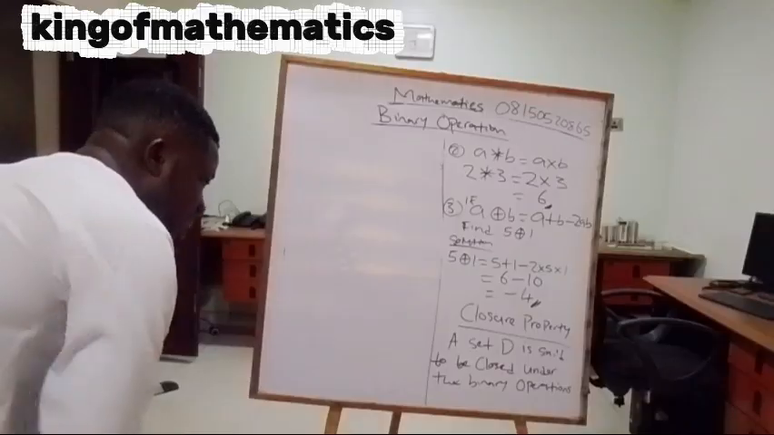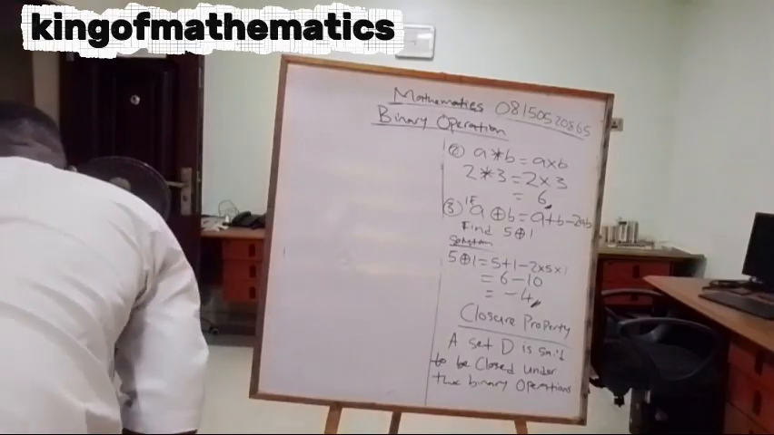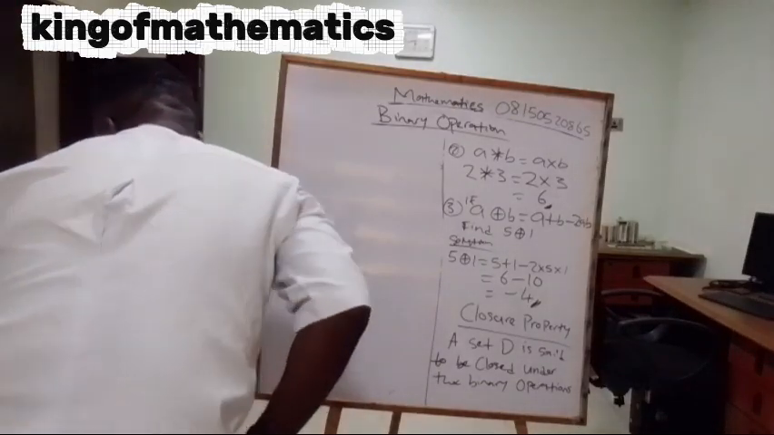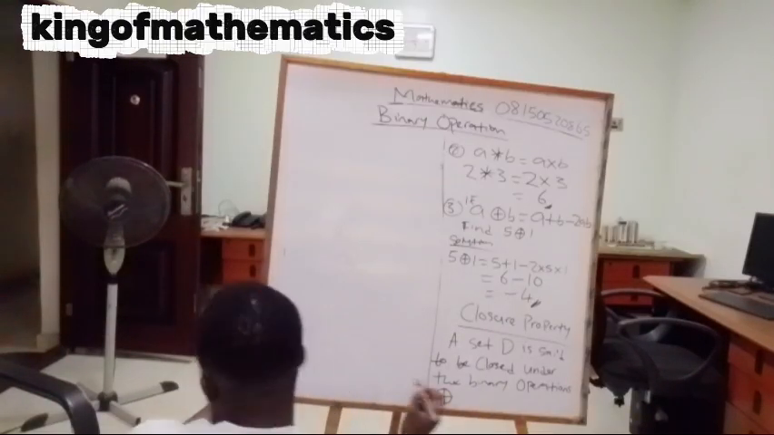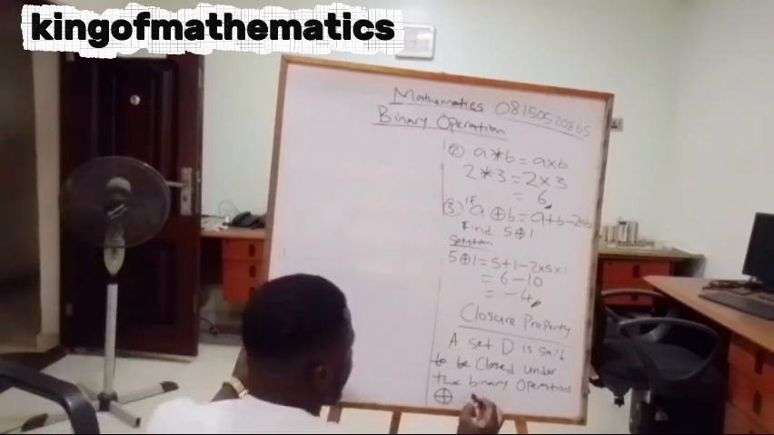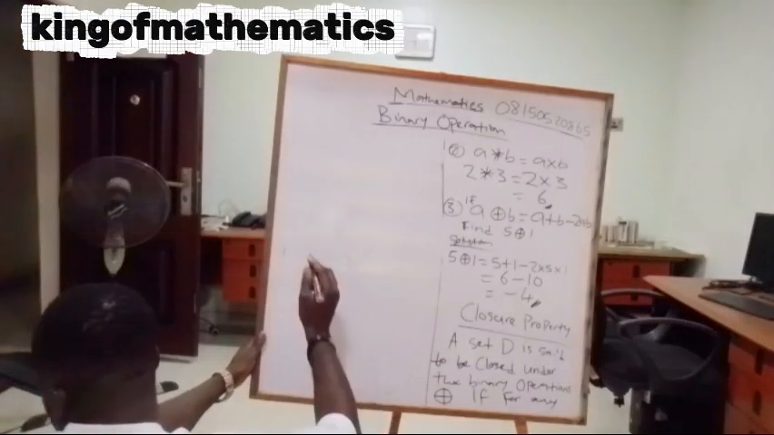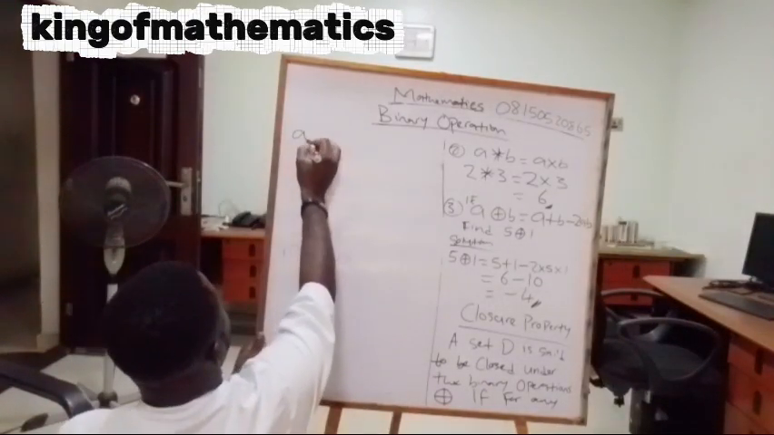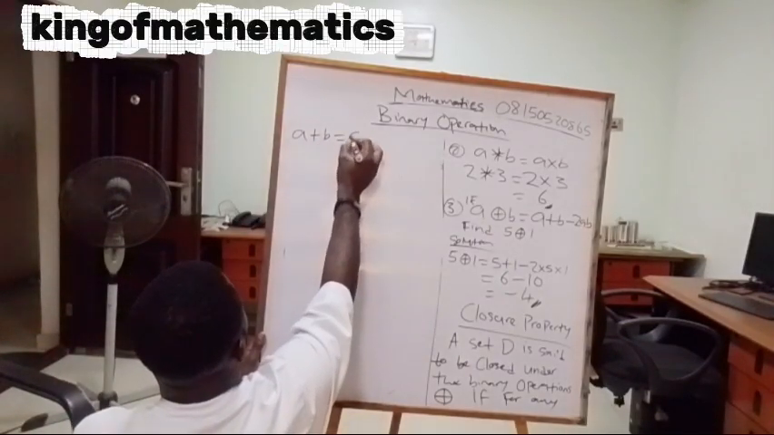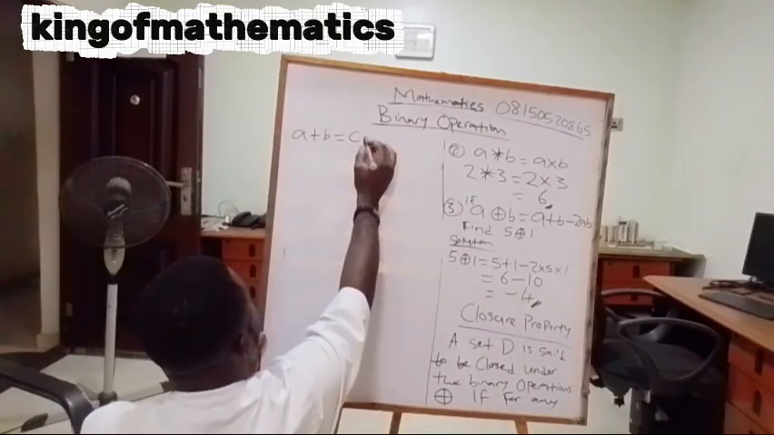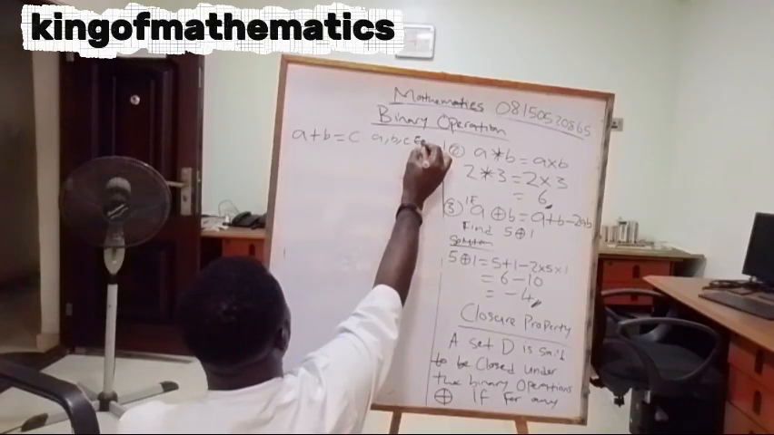So what I was writing there is: a set is said to be closed under the binary operation, let's use this, if for any A operation B equals C, we have A, B, and C as elements of D.